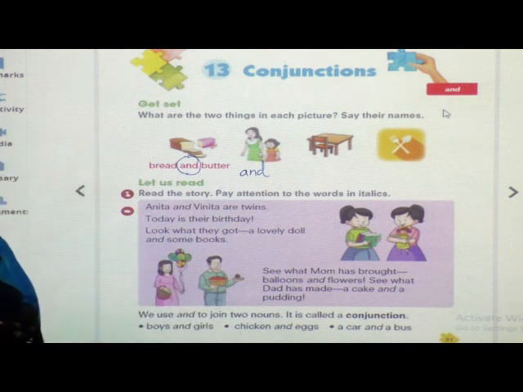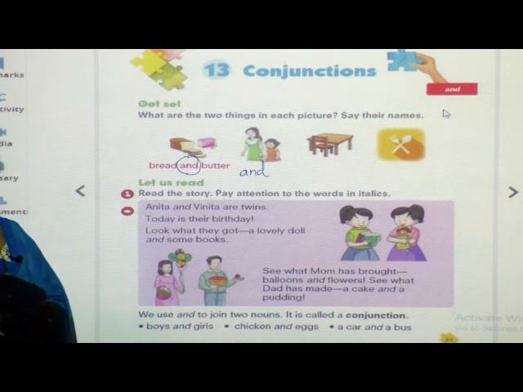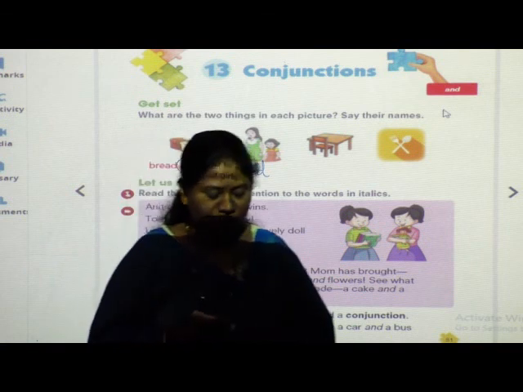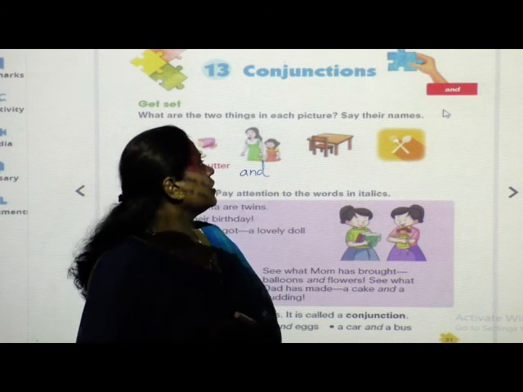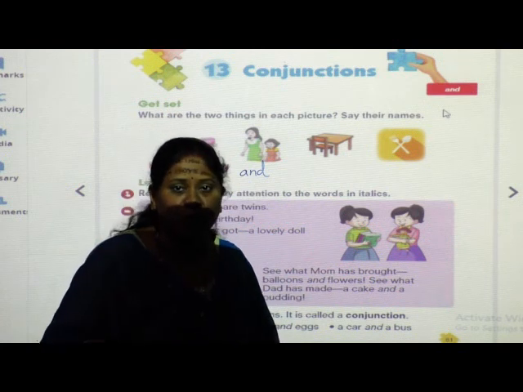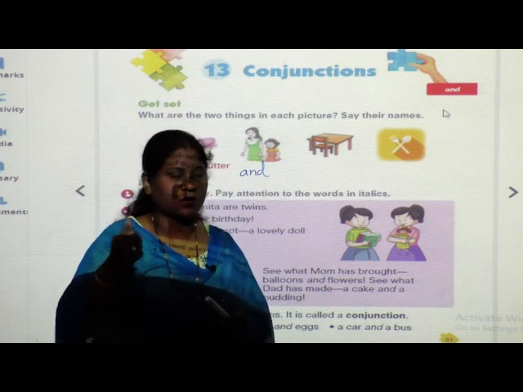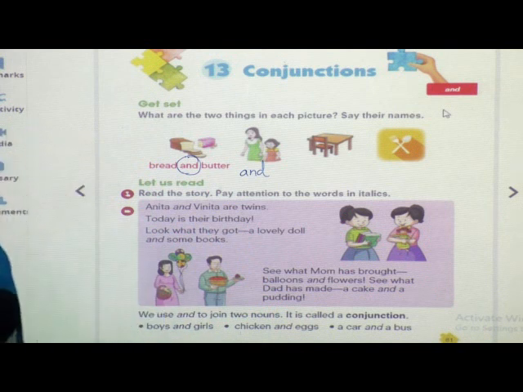The next picture is of spoons. There are two different types of spoon, children. One is fork and the other is spoon. So we will say fork and spoon, spoon and fork. Okay children? So on page number 82, before that children, I will show you a small audio. Just wait.